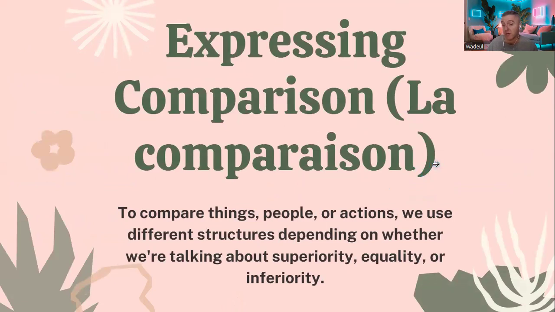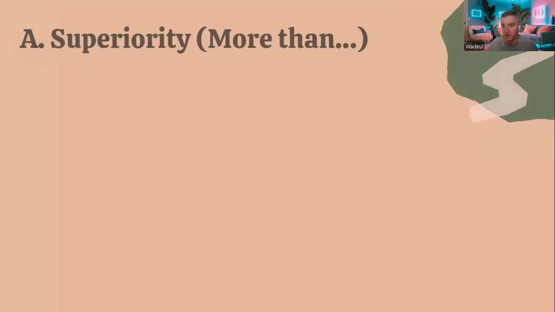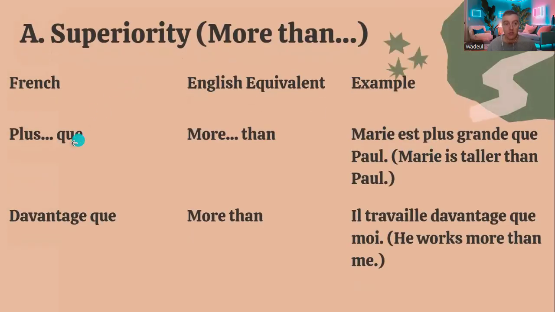Then let's talk about comparison. When you want to compare something, very basic, we can use plus que, davantage que. Plus que is the most common. We use this one like 90% of the time, but davantage que can appear sometimes. Some people use it as well. Let's see an example. Marie est plus grande que Paul. Marie is taller than Paul. So now you have to put plus, then an adjective, then que. So, more than.